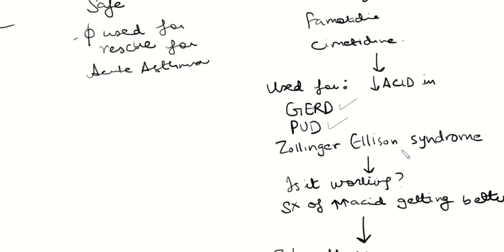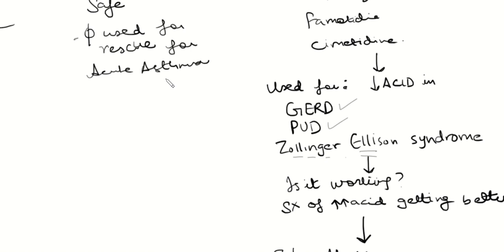Zollinger-Ellison syndrome, big stuff. Essentially, it's a syndrome where there's too much acid being produced. And we can go on and on. There are several conditions where we want to reduce the acid in the stomach, and the provider may consider using this classification of medication for this purpose.